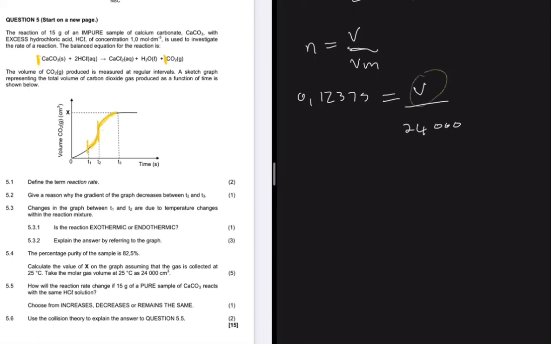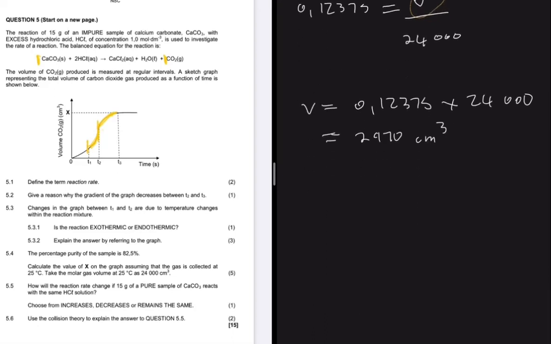So we're going to get V equals 0.12375 multiplied by 24,000. Let me put that in my calculator real quick and see what I get. Multiplied by 24,000, that is giving me 2,970 centimeter cube. So the value of X for our equation is 2,970 centimeter cube. So let's carry on and do 5.5.